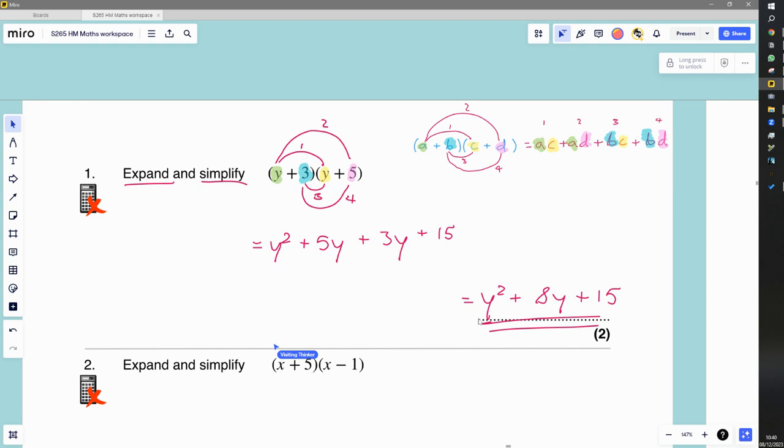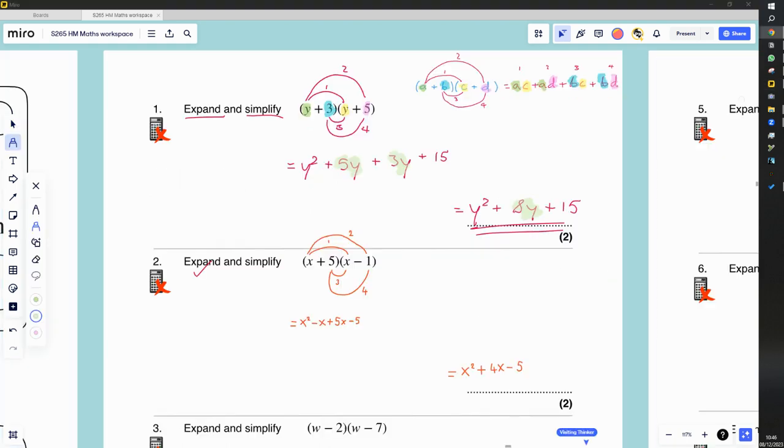Okay, so now I want you to have a go. All right, this is all correct. So the first term was x times x, which is x squared. The second term was x times -1, which is minus x. The third term was 5 times x, which is 5x. And the fourth term is 5 times -1, which is minus 5. So this is expanded.